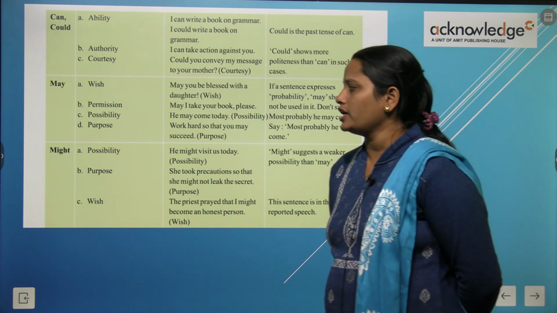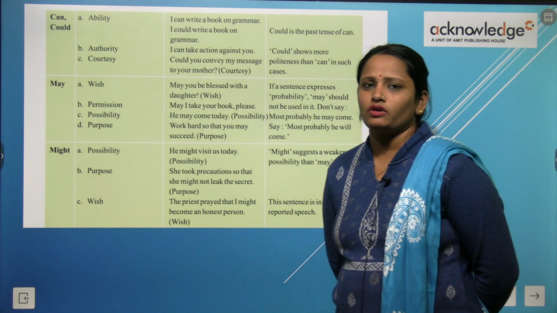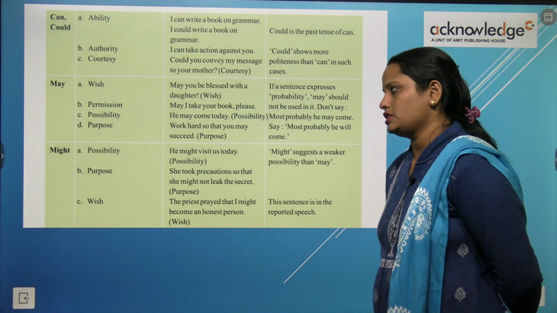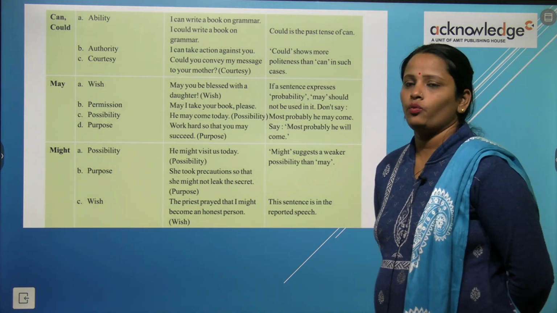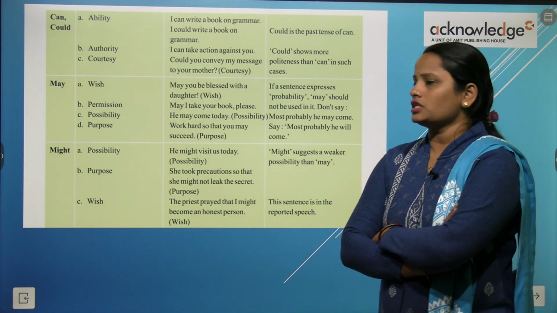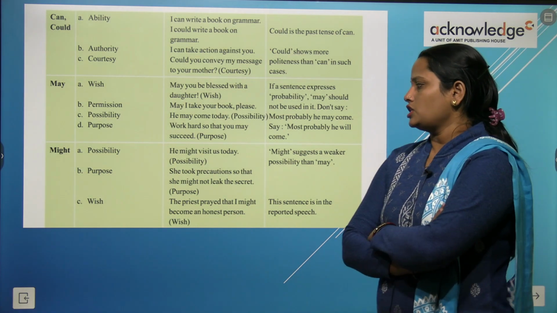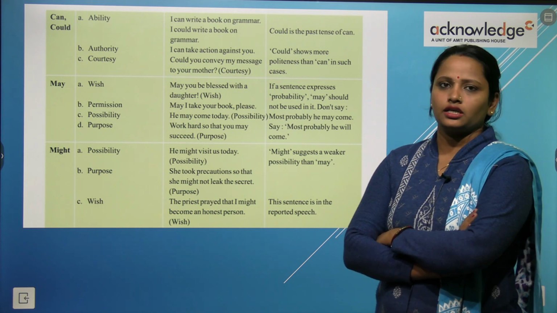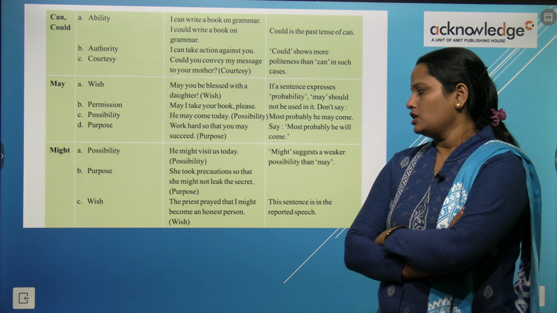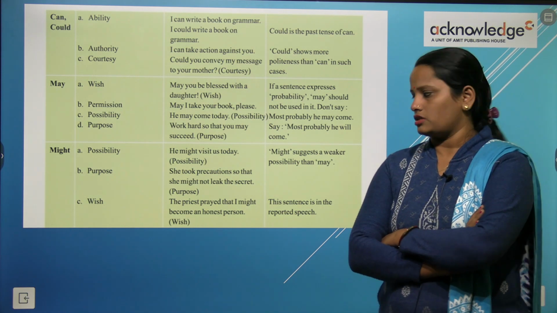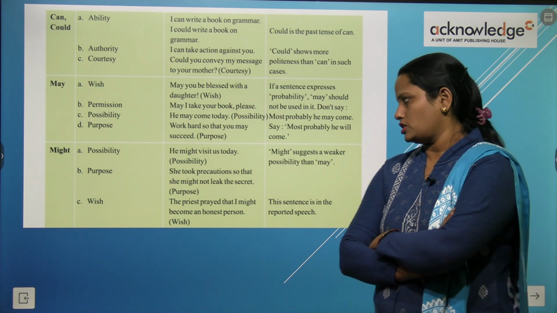The next auxiliary verb that we are going to learn is "might". So what does "might" indicate? Possibility, purpose and wish. He might visit us today. So this is possibility. She took precaution so that she might not be a secret. So this is the purpose. The priest prayed that I might become an honest person. So this is a wish.